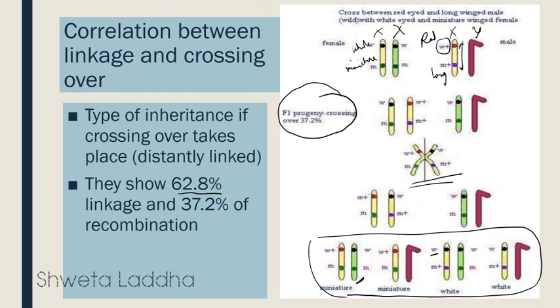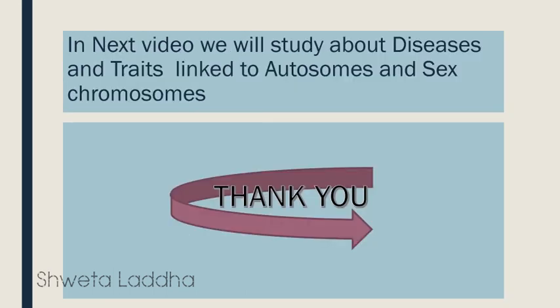So this is all about T.H. Morgan, and because of his great work he was awarded the Nobel Prize and he is called the father of modern genetics. In the next video we will talk about diseases and traits linked to autosomes.